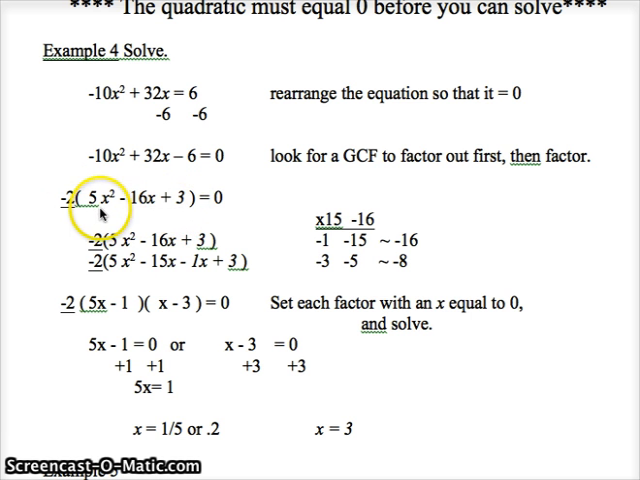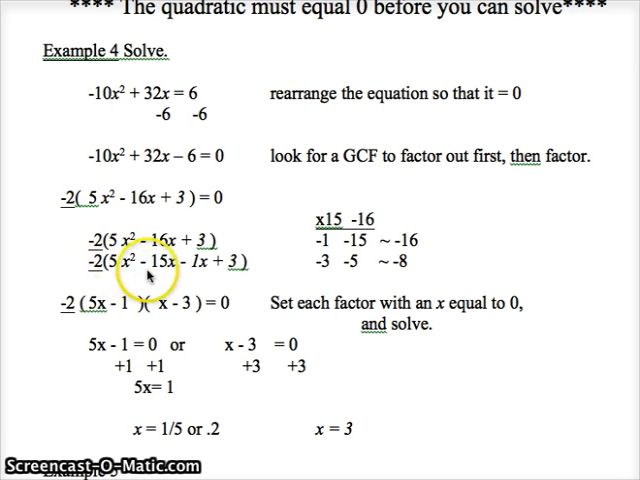So remember, you're thinking first times last adds to middle. So what multiplies to 15 and adds to negative 16? A -1 and a -15. So if you need to do the decomposition and factoring by grouping, your middle term of minus 16x became minus 15x and minus 1x in either order.